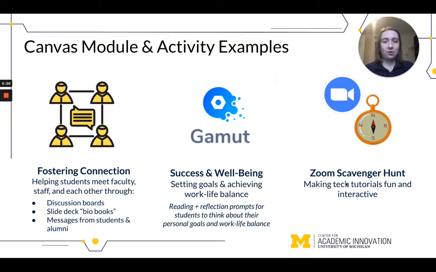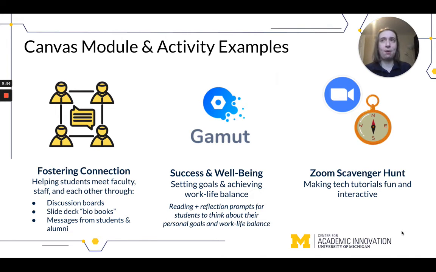I also created some reading and reflection prompts for students to start thinking about what their personal goals are, and how they are going to achieve work-life balance when they're graduate students and possibly full-time workers or parents or spouses or whatever other opportunities they're juggling along with being a Michigan student. And while I didn't work specifically in Gamut, I had Gamut in my mind because I think this is a great opportunity to start thinking about how we can embed our own software into the onboarding experience or into some of our online and hybrid programs.